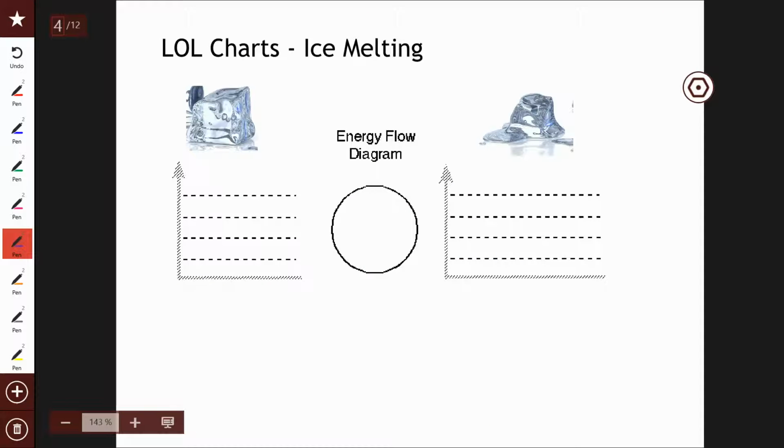So let's get some practice really quick, just again to make sure that we're feeling comfortable with these LOL charts. If you have an ice cube sitting on a table, and then sometime later the ice cube starts to melt, what is your LOL chart going to look like? So again, I want you guys to write this down. Get out notes. Write down an LOL chart. So it's like the ice is melting.